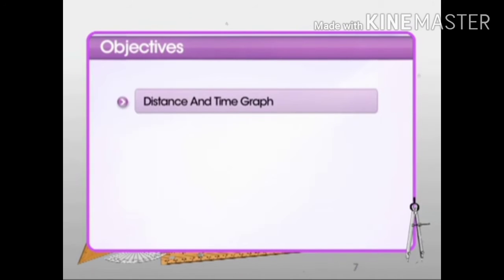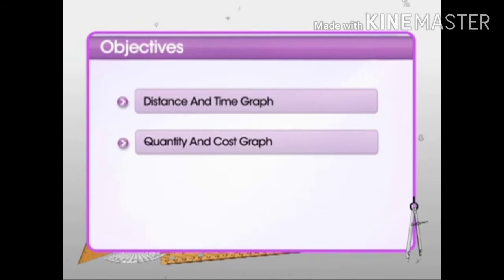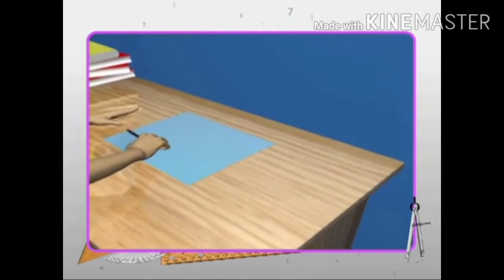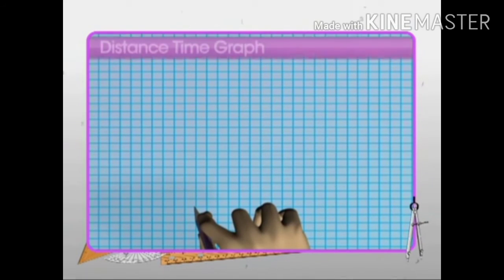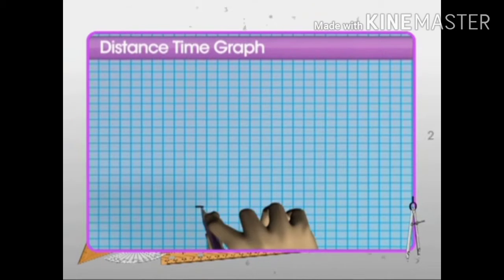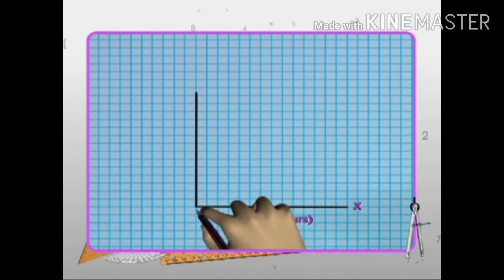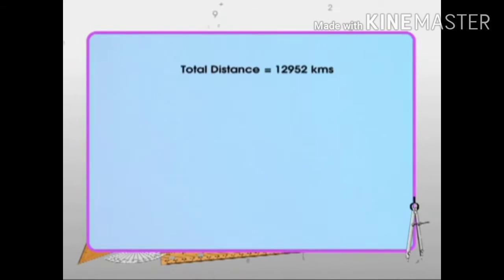Let's find out in this module on linear graphs, where we learn to plot some specific linear graphs like distance-time graph, quantity versus cost graph, and finally, principal versus simple interest graph. In distance-time graphs, time, being independent variable, is taken on the x-axis or horizontal axis, and distance being dependent variable is taken along y-axis.